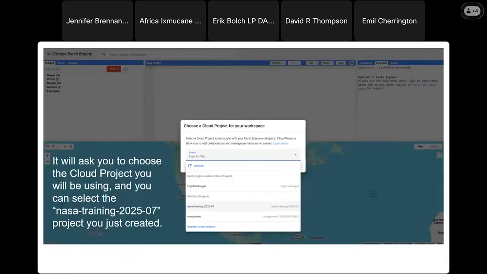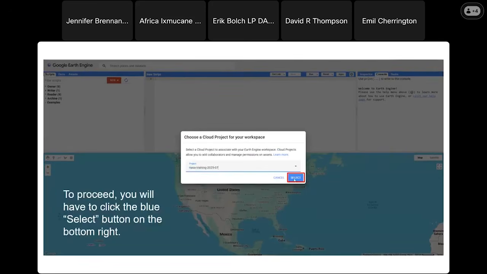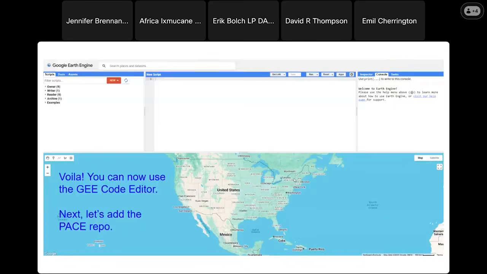When you get there, it will still ask you to choose the cloud project that you're going to use. In this case, I have the option of picking the NASA training that I just registered. I do have some other projects there because my account has multiple ones, but for most people, it should be the only project that you have. You're going to want to click that, then hit select, and then voila. With that, you should now see a window that looks just like this.